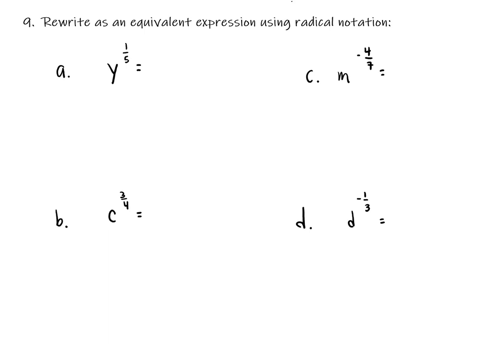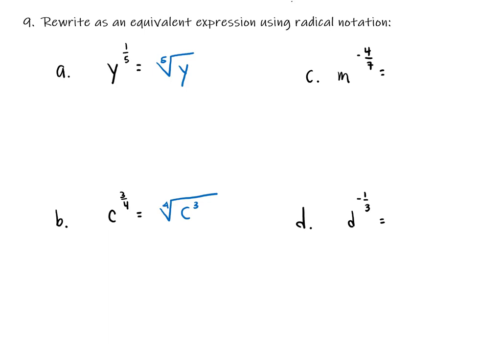Y to the 1/5, that 5 is in the denominator, so that becomes my index. You get the 5th root of y to the power of 1, which we don't bother writing the 1. That's an invisible power of 1. Same thing over here for the next question. We've got c to the power of 3/4. The 4 is my index, so that's the 4th root of c to the 3rd power.